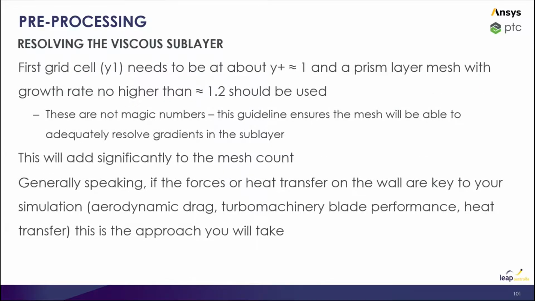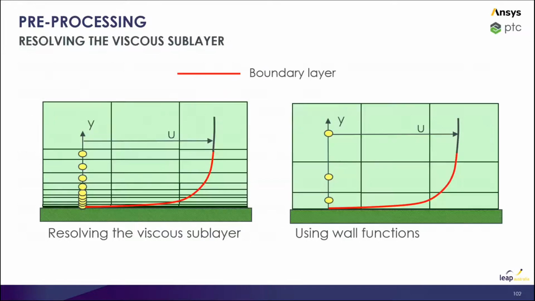When we're resolving the viscous sublayer, we're looking at a Y1 that needs to be equal to or less than 1, our Y plus. Our Y1 needs to have a Y plus value of 1 or lower. In both cases, we need enough boundary layer elements to pick up the gradients. So we need a lot of boundary layer elements, similar to what's on the left. On the left, we've got resolving the viscous sublayer, with a Y1 with a Y plus of 1 and enough elements to capture the gradients.